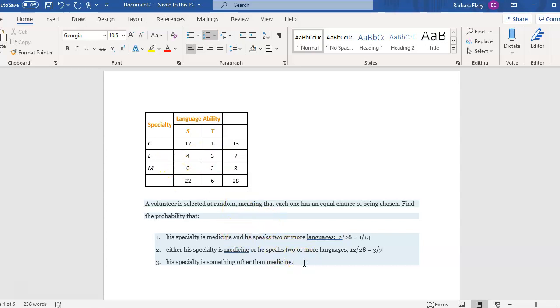And then, part 3, his specialty is something other than medicine. If we look at this, anyone who's not in the row of M has a specialty other than medicine. So really, these two rows of C and E, which will be these 13 and these 7, 20 people who do not have a specialty of medicine out of 28. And again, let's reduce it. 4 goes into the top 5 times and into the bottom 7 times. And there we have it.